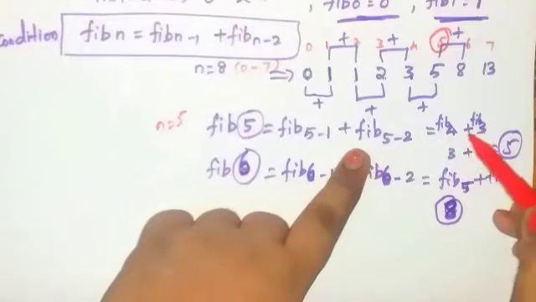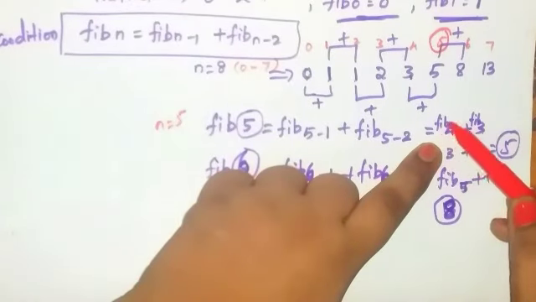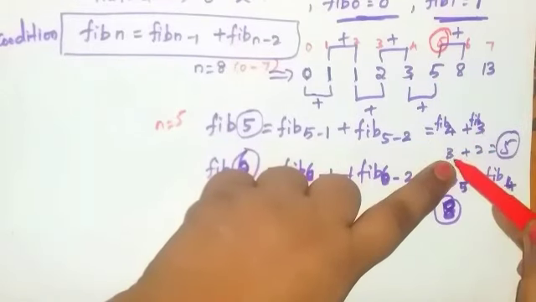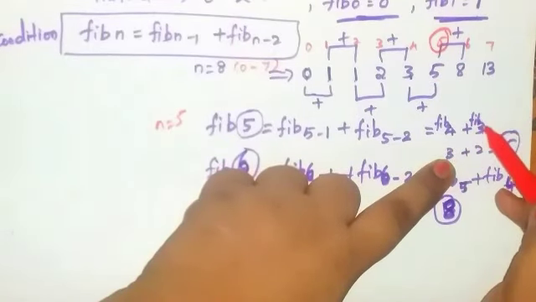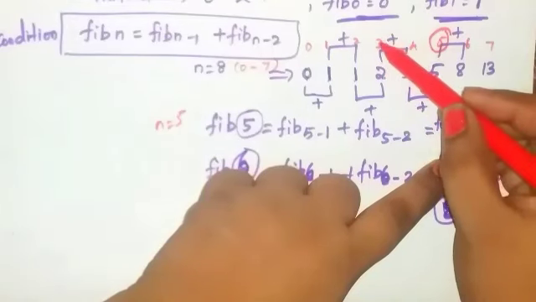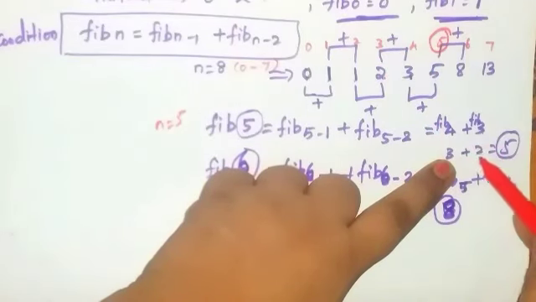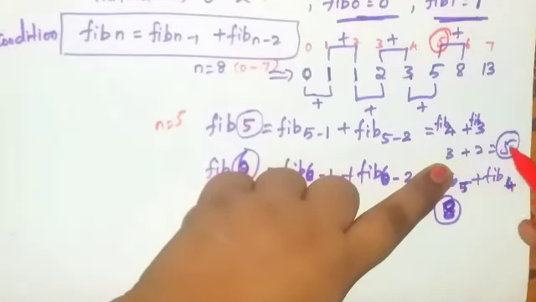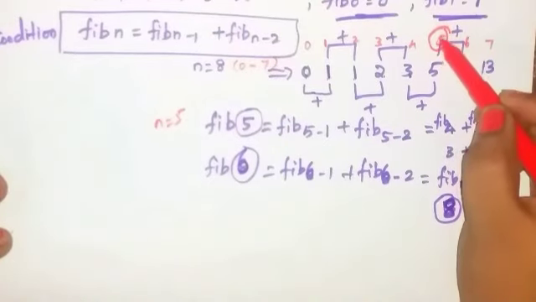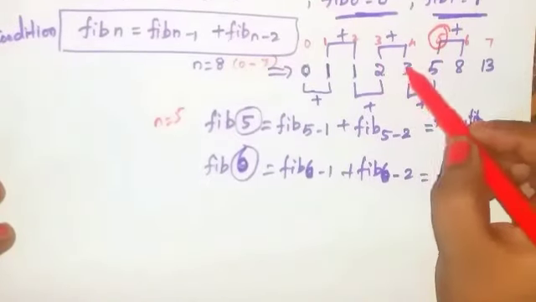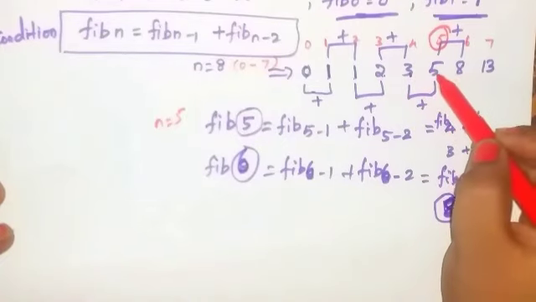See here, which number is stored at index position 4? 3. Next, which number is stored at index position 3? 2. So 3 plus 2 is 5. So for the 5th index position, we have to calculate these two elements, and 2 plus 3 is equal to 5.